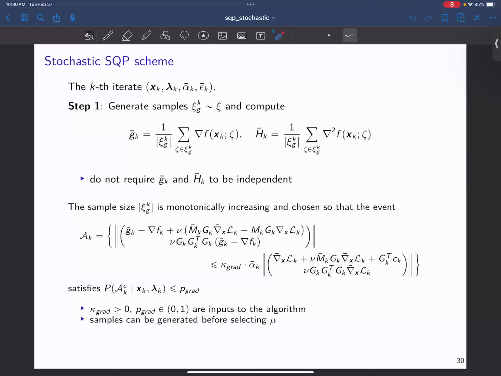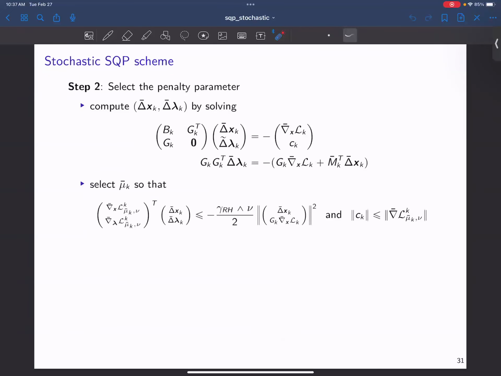But this condition essentially tells you that with some prefixed probability, not probability going to 1, we have a good estimator of the gradient. The details are not very important, and what I want to emphasize is that we can choose the size of the batch in a problem-specific way to ensure that this event holds with pre-specified probability.